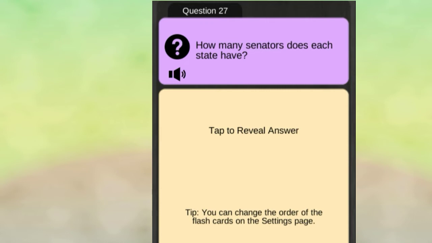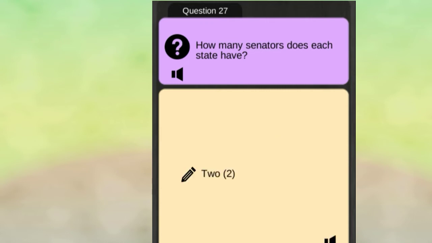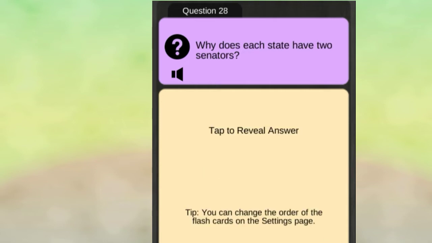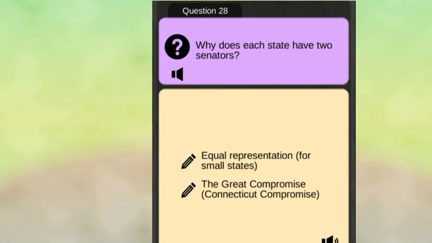How many senators does each state have? 2. Why does each state have 2 senators? Equal representation for small states. The Great Compromise, Connecticut Compromise.